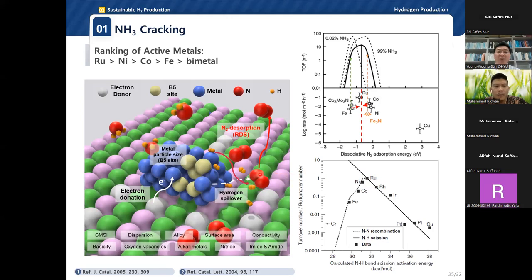And then in case of the catalysis concept, the background image is the support material, and this is the active metal. In terms of the reaction kinetics, N2 desorption is the rate determining step. Also hydrogen spillover should work between the metal and the support side. And also the electron donation from the support to the active metal is necessary to get a higher reaction rate. So many concepts are reported to get active catalytic materials for ammonia cracking.